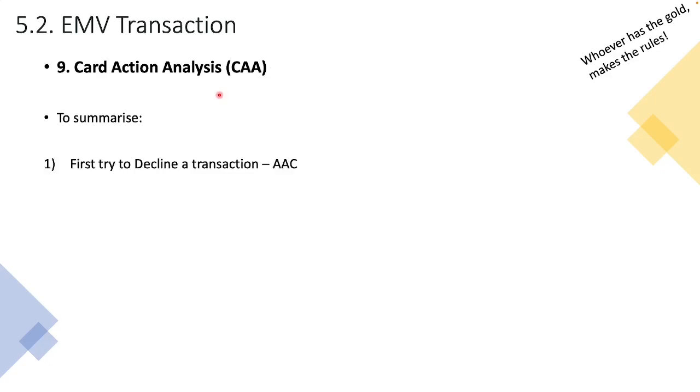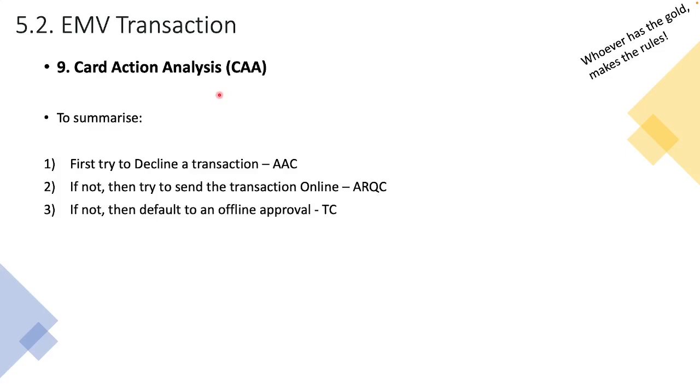Okay. So to summarize, when the card is undergoing card action analysis, the output of this phase must come to a decision where it needs to generate a cryptogram in first gen AC, right? And so in card action analysis, what it'll try to do is first find a reason to decline a transaction, an AAC. And if it can't find one, then it's going to look for a reason to send the transaction online. And if it can't find one of those either, then it has no choice but to default to an offline approval for the transaction.